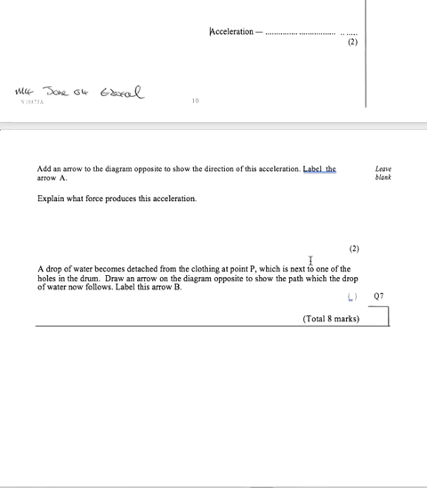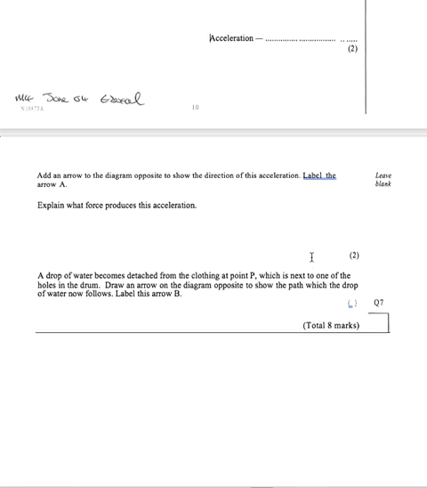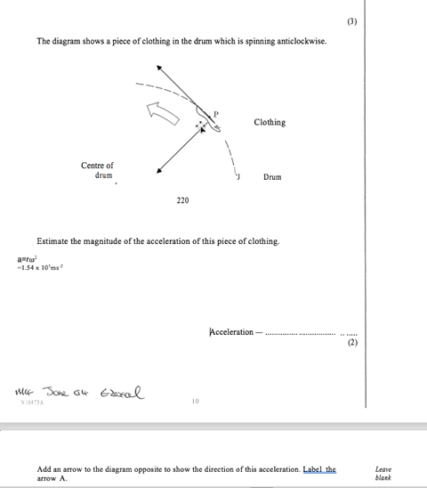And then it says a drop of water becomes detached from the clothing at point P, which is next to one of the holes in the drum. Draw an arrow on the diagram opposite to show the path which the drop of water now follows. Label it B. So there's A. I should have labelled it A, but again, that was difficult on this diagram. This is B.